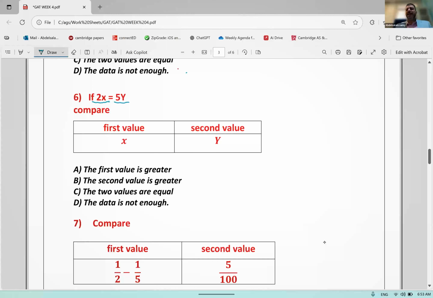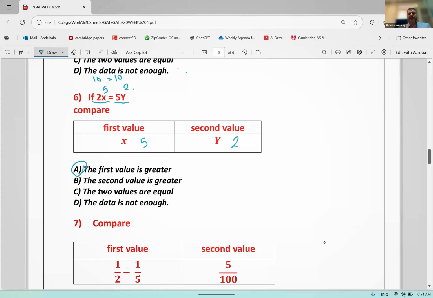Let's try to find some values for x and y. Can I say that x is 5 because 2 times 5 is 10? In this case y will be 2, because 5 times 2 is also 10. So x is 5 and y is 2, so it's definitely A.